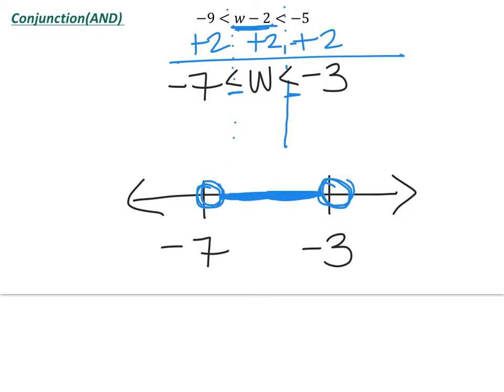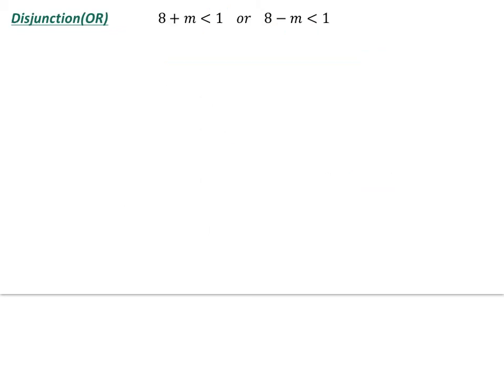Let's try an "or." Here's your "or" statement. If you want to go ahead and write that down. This is just 2 separate inequalities. A fancy word for an "or" statement is a disjunction. And again, these are both just, well, this one's a 1-step, the other's a 2-step. We're going to go ahead and solve these. I want to get m by itself in both of them.